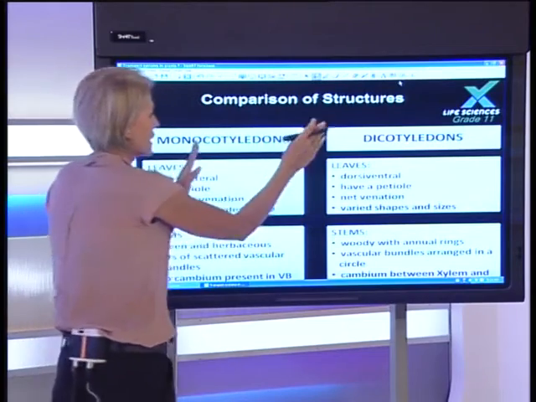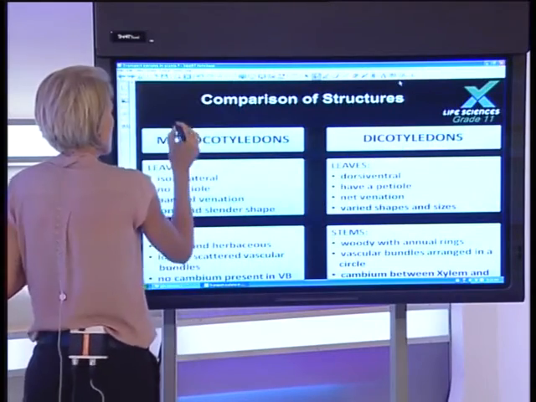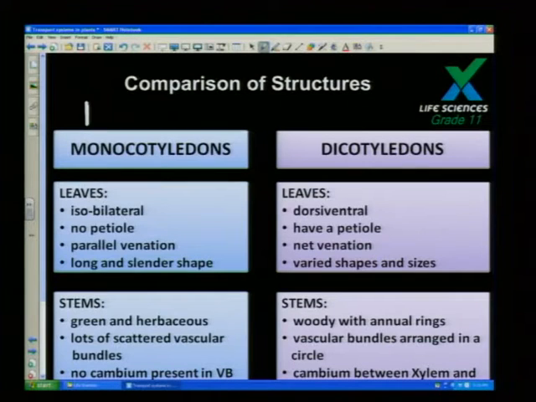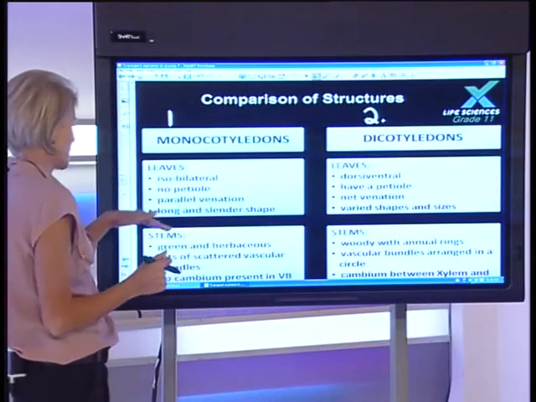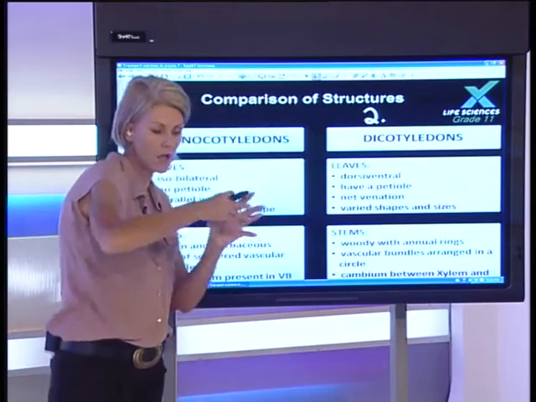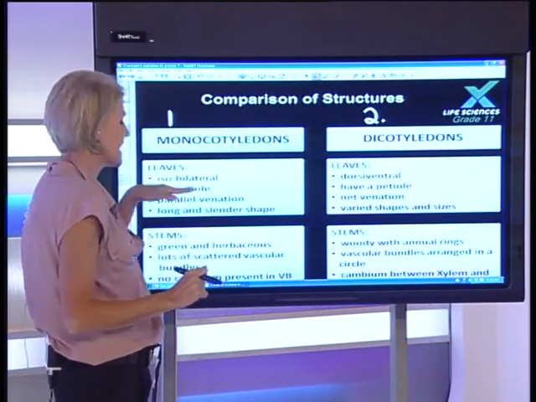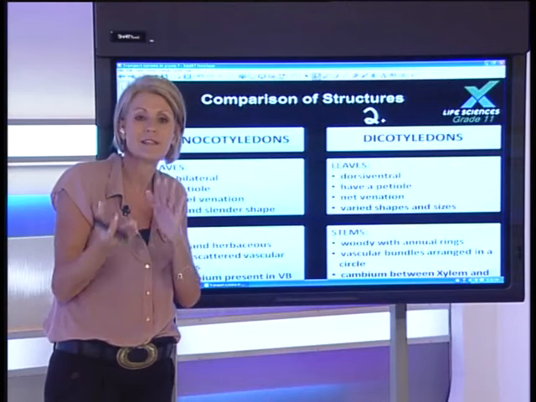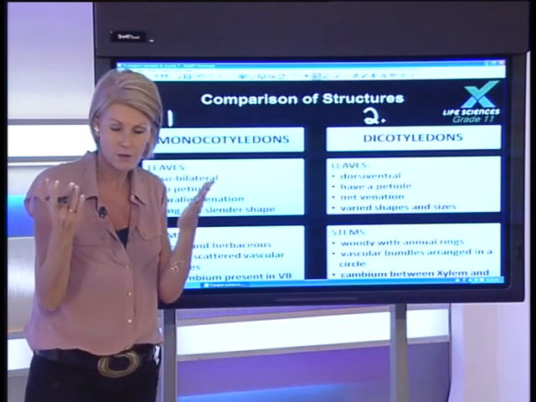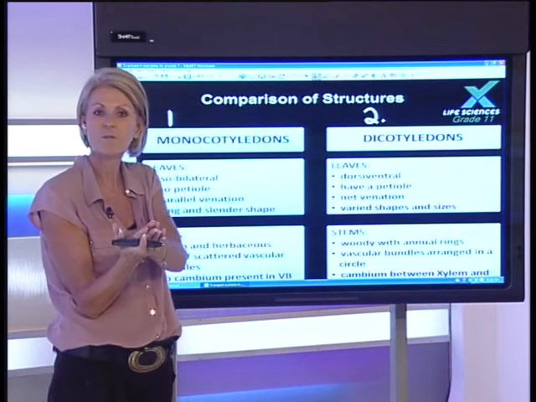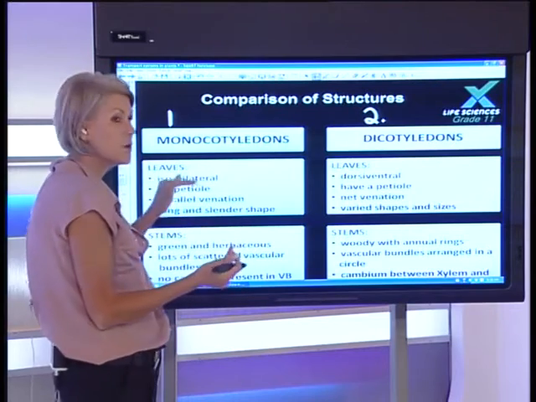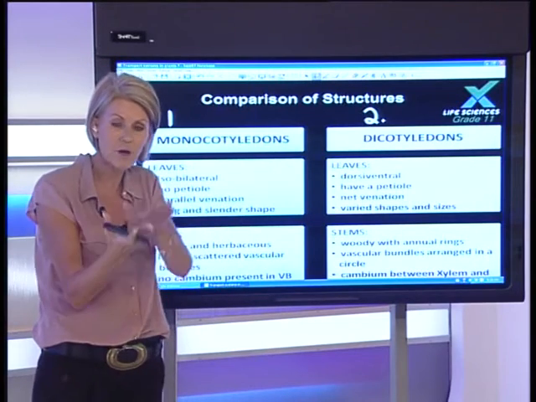Monocotyledons, dicotyledons. You know, mono means one, di means two. Now, the leaves, you should know this. Your leaves for your monocots are like grass. There is no petiole. It has a parallel venation so that it's long. They're long and slender, and they are iso, means the same. Bi means two. Lateral means both sides. So this fancy word, isobilateral, means that both sides are the same.